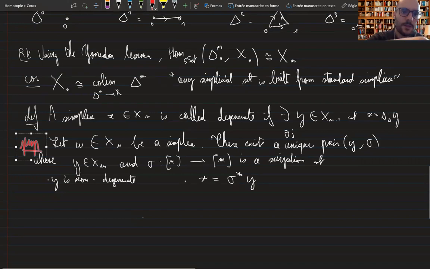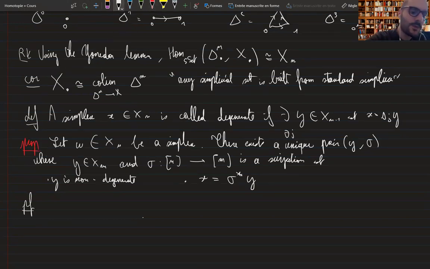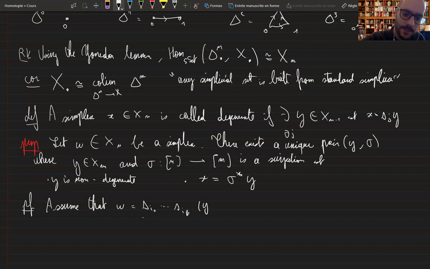So just to give you a reminder of how proofs go in the simplicial world. So assume that x is equal. So you can decompose any surjection as a composition of elementary codegeneracies. So you can assume that you have two different pairs. So first of all, you can write it like this, and you can also write it like this. So sj0 and so on, sjl of z.